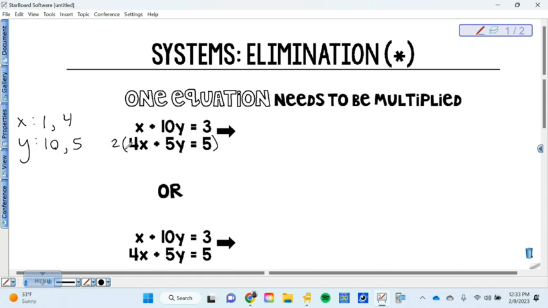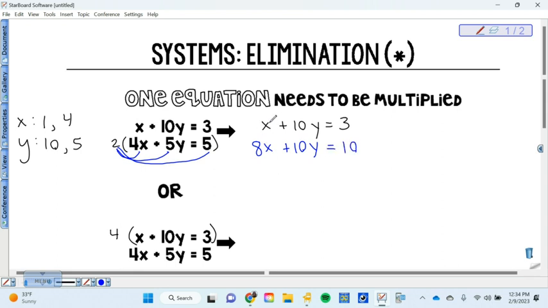Okay, so I could multiply my second equation by 2, or I could multiply my first equation by 4. I don't have to do both, I just choose one or the other. So let's look at this one up here. I'll multiply the second equation by 2. So my first equation stays exactly the same: x plus 10y equals 3. But my second equation, now that I'm multiplying it by 2, and remember I'm multiplying everything in the equation by 2. So 2 times 4x is 8x. 2 times 5y is 10y.